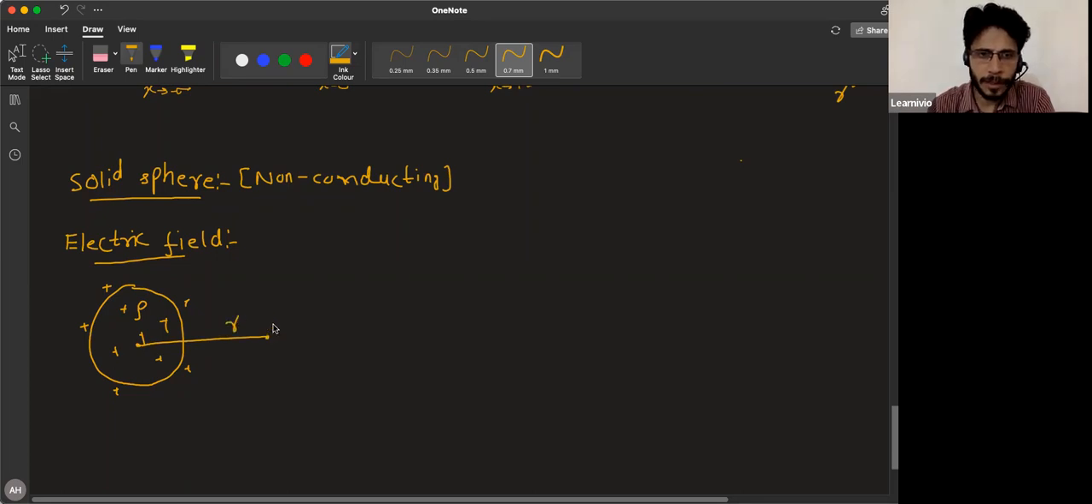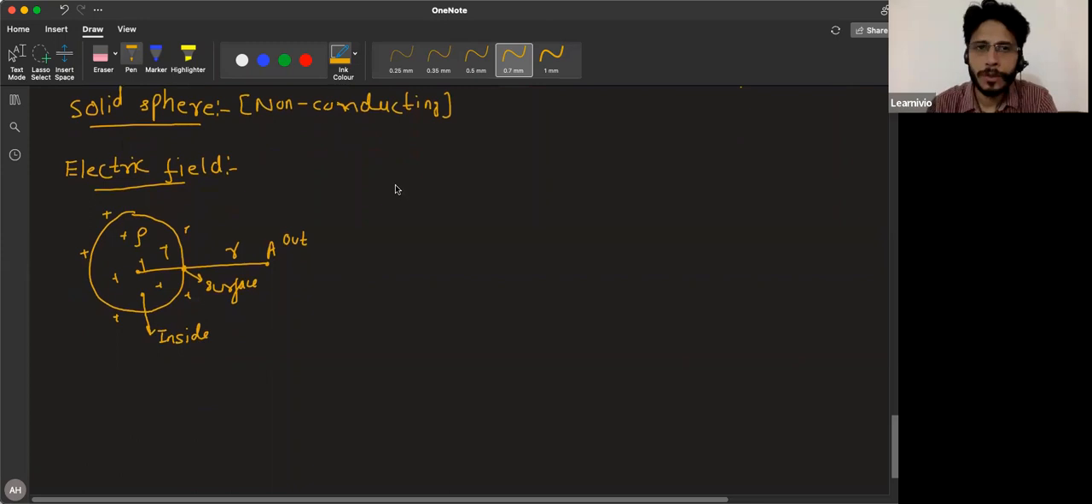I take this point A, which is outside the sphere. Then I will take a point on the surface of the sphere. Then I will take a point which is inside the sphere. So these are the points at which we will calculate electric field due to a solid sphere. So outside the sphere, the charge over the sphere is q. If you want to calculate field outside the sphere, then the expression is the same as that of a point charge, kq by r square.